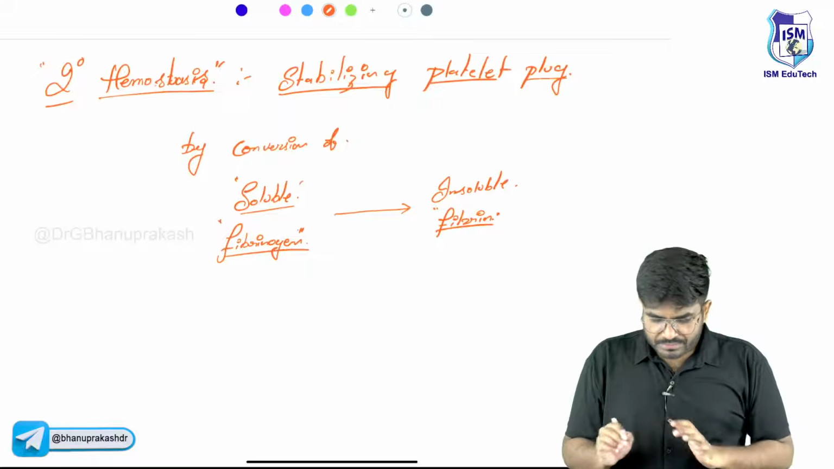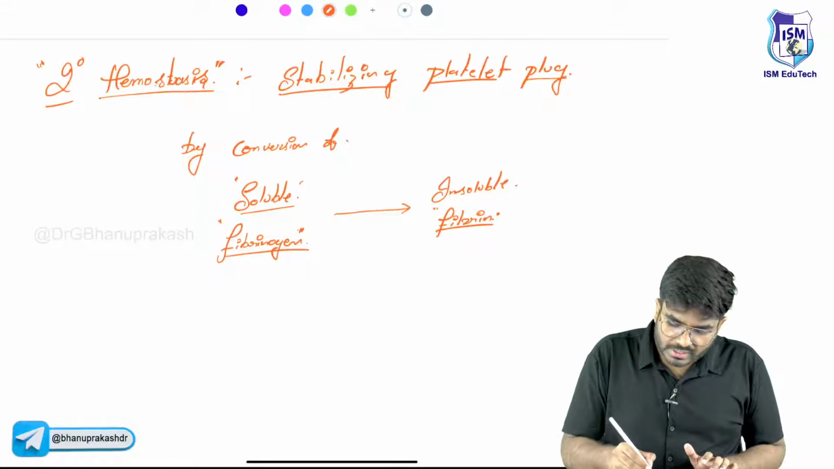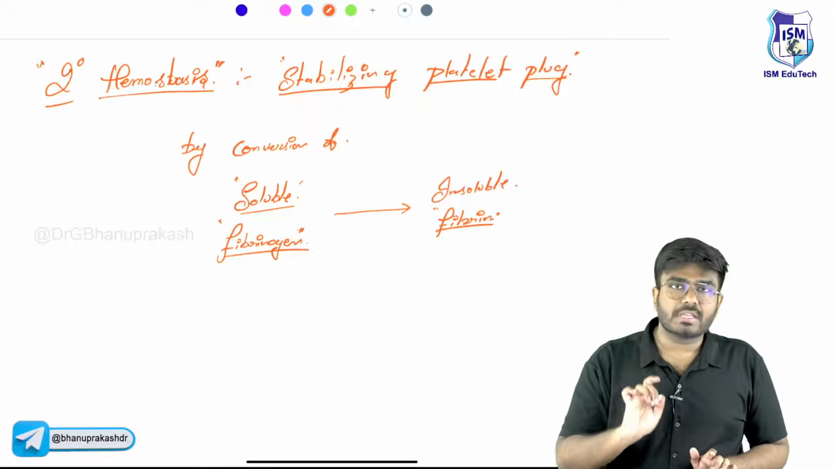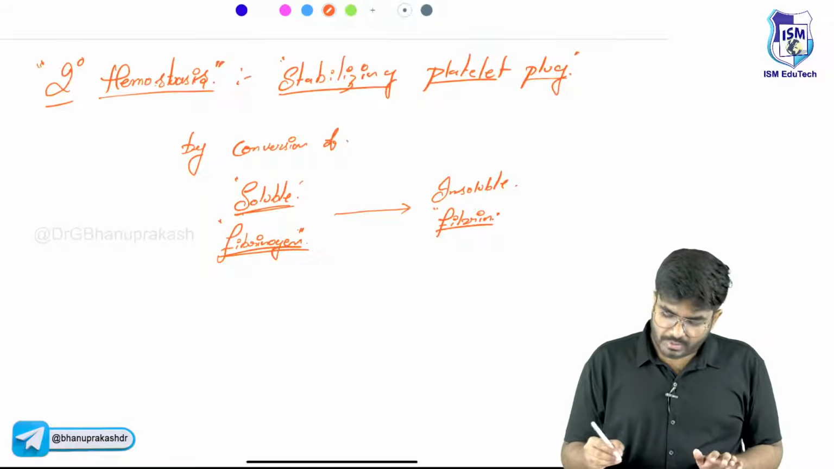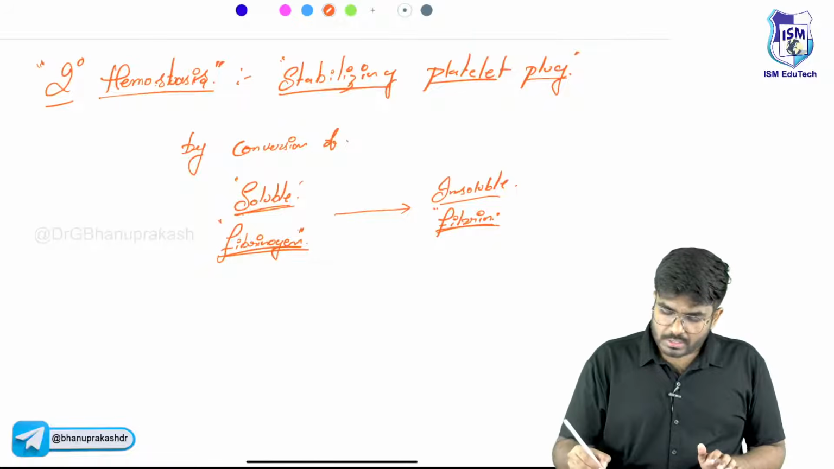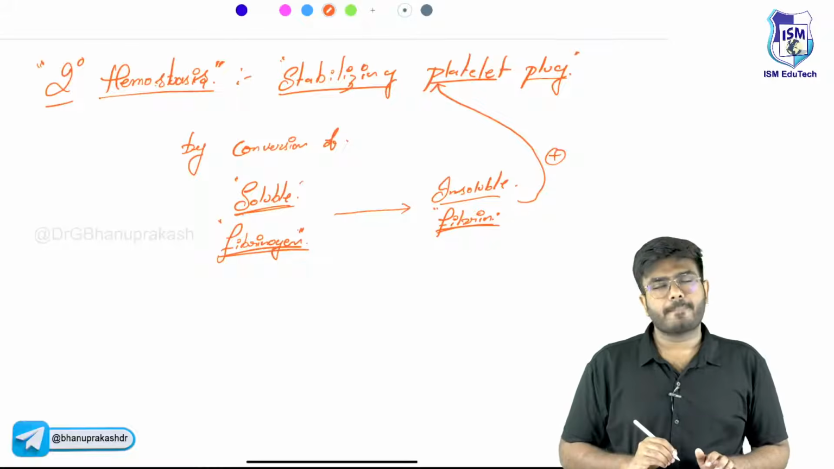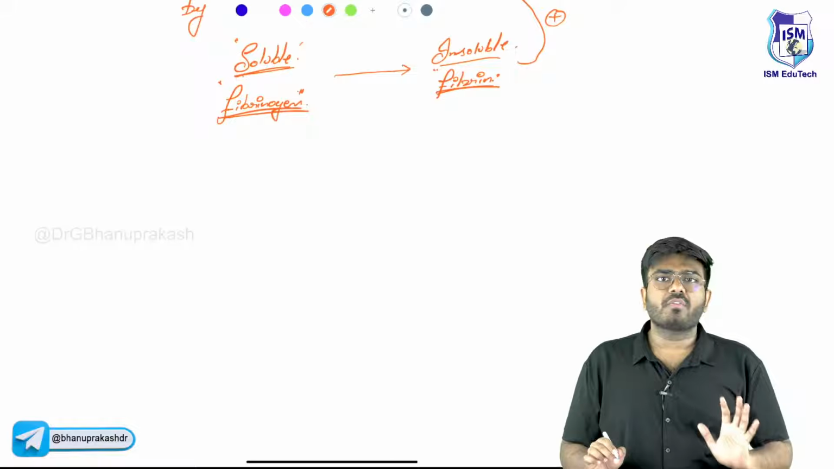See, at the end of the day, what is the point of clotting? What is the purpose of clotting? Clotting helps in stabilizing the platelet plug. What exactly happens in clotting? What is the aim of clotting? The aim of clotting is to convert soluble fibrinogen into insoluble fibrin. So this insoluble fibrin will stabilize the platelet plug. So how does this happen, sir? With the help of clotting factors.